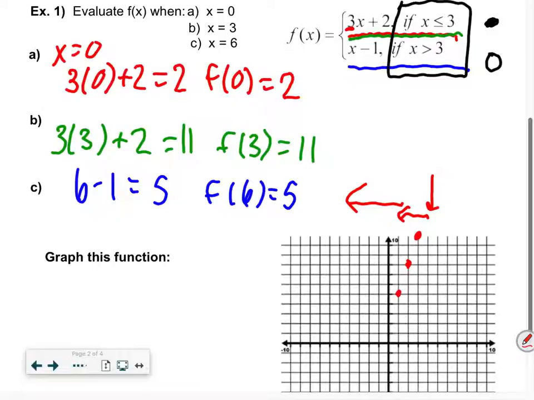Wait, how did you get that down? This one, that is my point 3, 11. Because I just plugged 3 into that top equation. Does that make sense? Yep. Okay. So from my starting point, 3, 11, I'm just using my slope of 3 to create a line. And it needs to go left because we are less than.